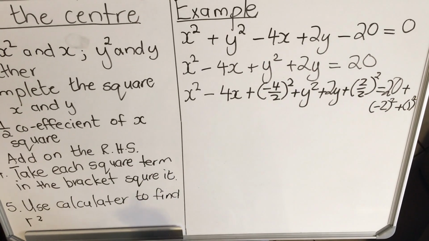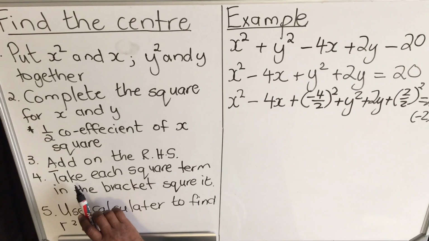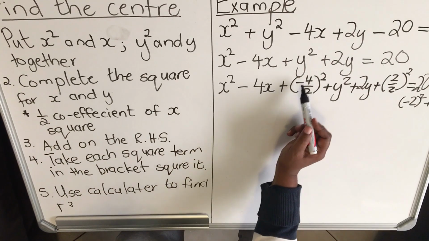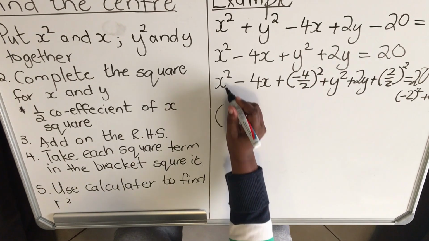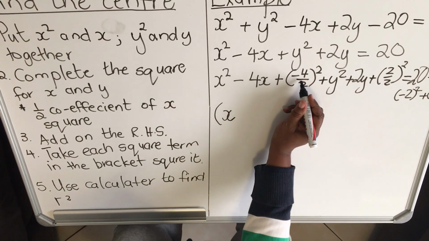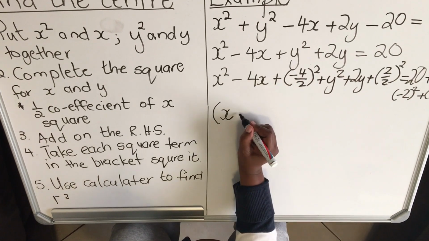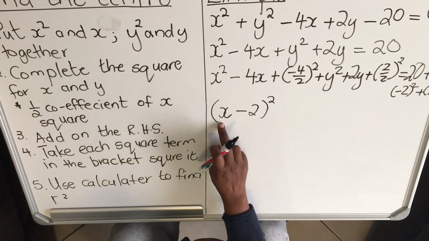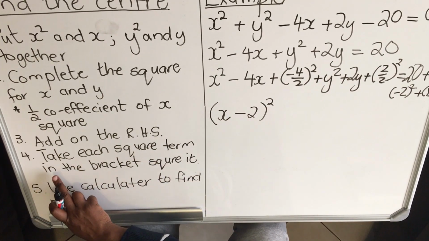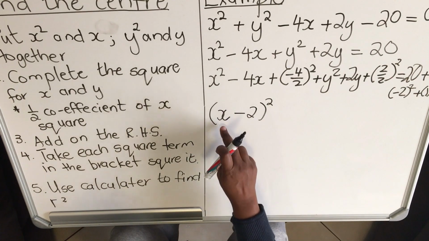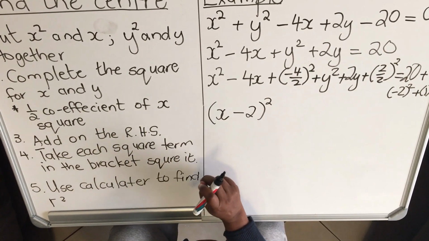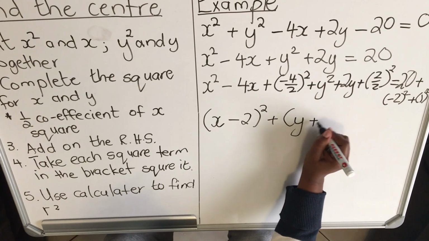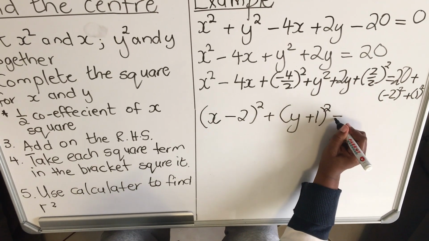Right? Now let's continue. The next thing says take each square term. This is my square term. That one is not squared. This is my other square term. So I'm going to take one square term. I'm going to take x. Then here, 4 over 2 is 2. Then I must take the sign, minus 2. Then I square it. Take each square term, square term there, square term there, and square it. Now I do the same thing for y. It will be (y plus 1) squared.